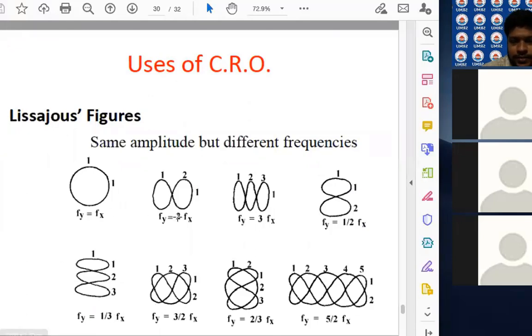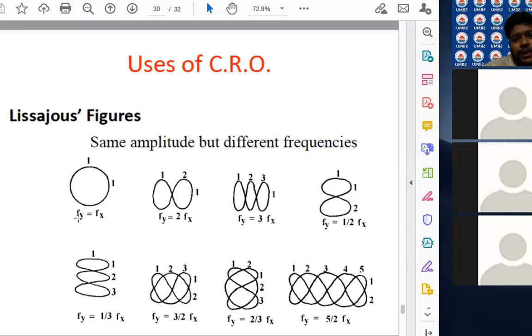These are the Lissajous figures. This is the kind of structure we will be looking at on the screen when we apply two AC signals on horizontal plates and vertical plates. So what kind of pictures we will see on the screen, and these patterns are called Lissajous figures. So you see, we see this kind of, this is a circle on the screen.